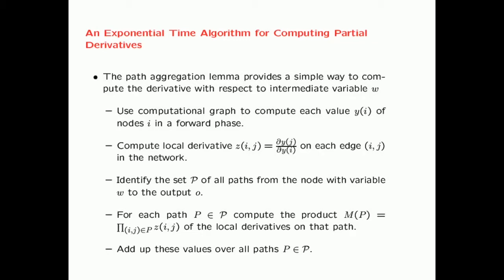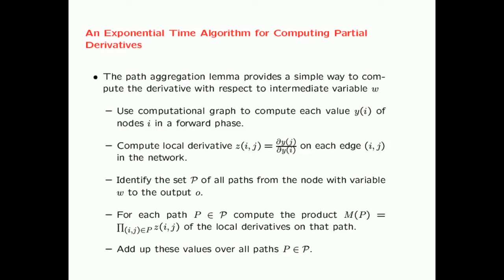So the first thing that you're going to do is use your computational graph to compute the values within each node in a forward phase. So let's say yi is the variable within each node i. Then you're going to compute the local derivative zij for each edge ij in your computational graph. That's the derivative of yj with respect to yi. Note that this is completely local and you can do it without knowing what's happening anywhere else in the graph.